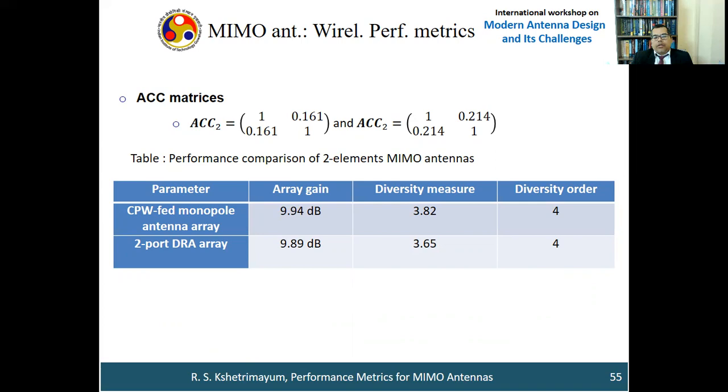Diversity order, you can see, is actually bound for the diversity measure. And the first antenna has higher diversity measure as well as array gain. That is because of the lower value of ECC for the first antenna.